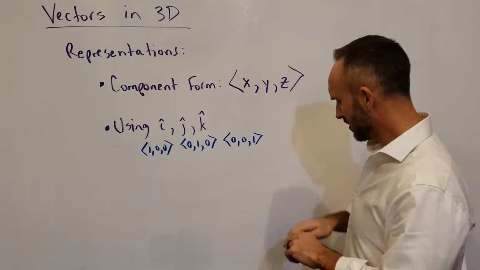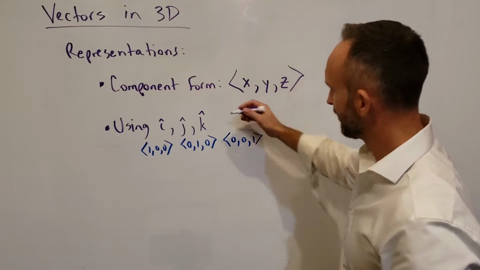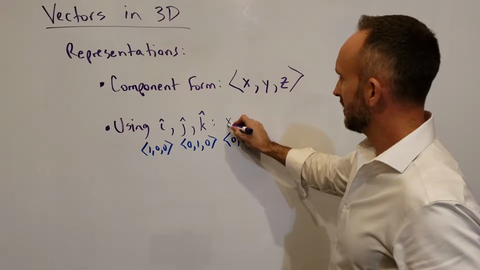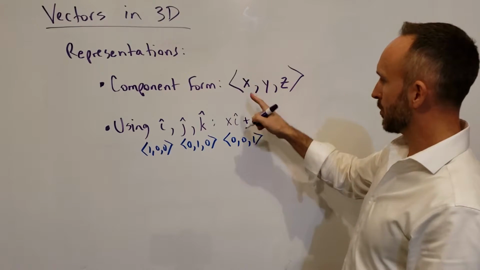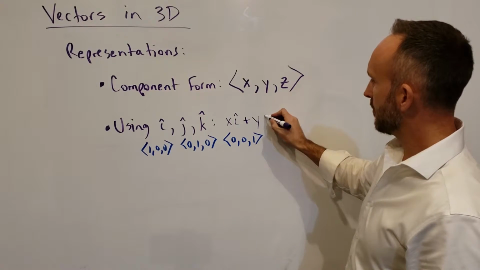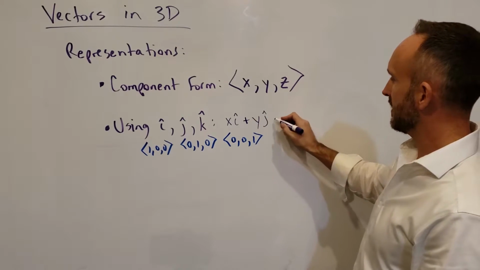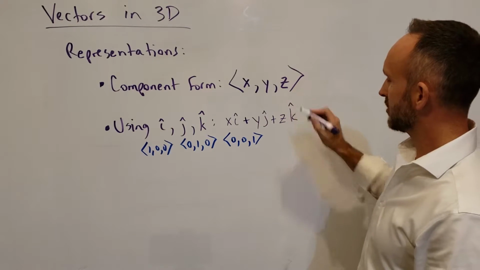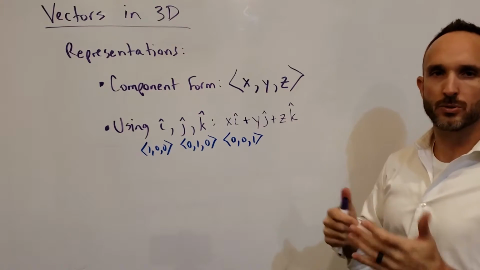All right. So how do you write vectors using ijk? Well, you put the x component next to i hat, plus, not a comma, no angle brackets, your y component times j hat, plus your z component times the unit vector k hat. So those are the 2 standard ways to represent vectors in 3 dimensions.